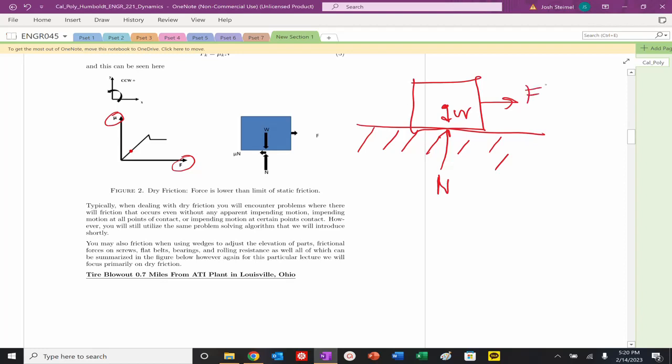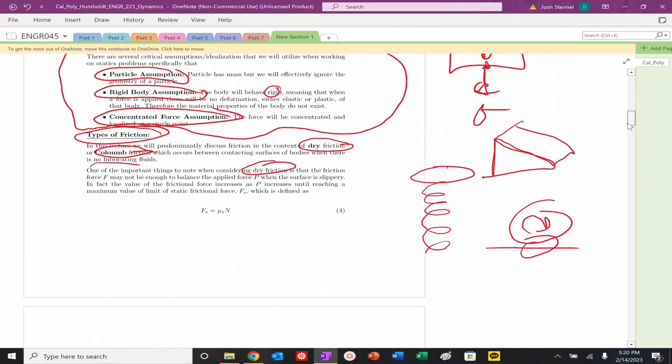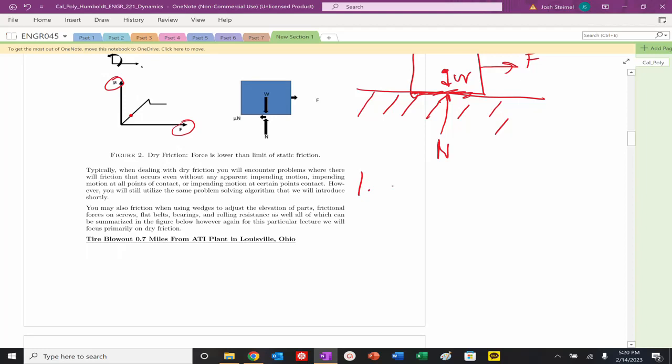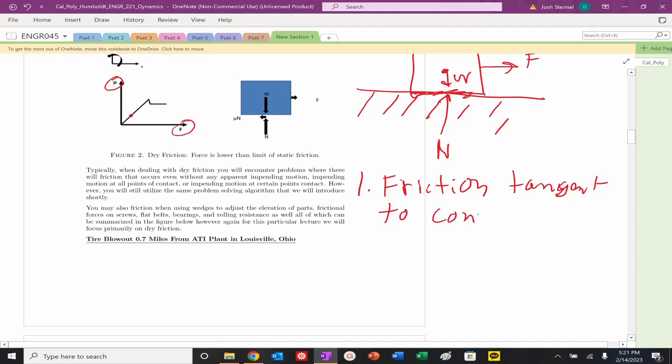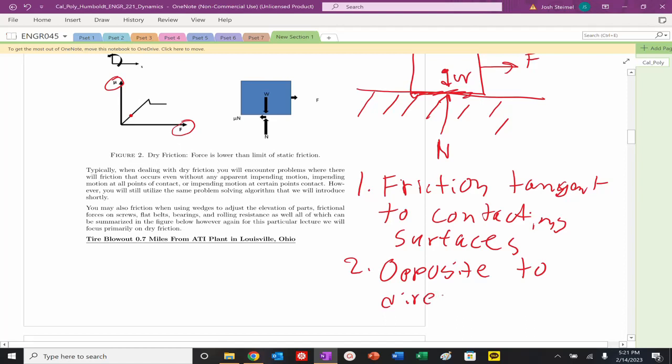Now, obviously, these are two contacting surfaces. I did not say they're smooth surfaces, so there is going to be some friction here. One of the most important things when we're talking about dry friction is the following. Let's go ahead and write it up here. First, the frictional force, dry friction, will be tangent to contacting surfaces. So it has to be tangent to those contacting surfaces. And the second, it needs to be opposite to the direction of impending motion.